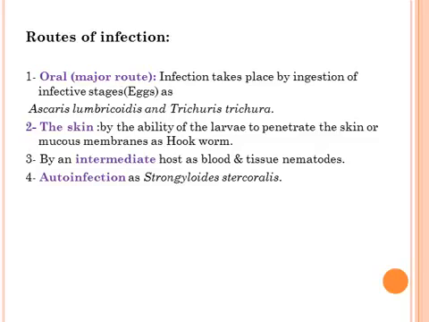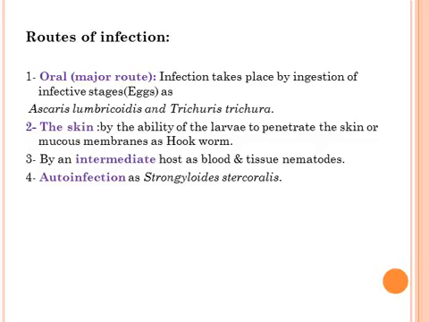Second type, the skin. By the ability of the larva to penetrate the skin or mucosa membranes, as in hookworm. That's found in the hookworms when the infective stage is the filariform larva, larva 3. In this type of infection, the larva penetrate the skin, and from the skin the infective stage is found in the blood circulation, and then migrates to the last habitat to develop to the adult.